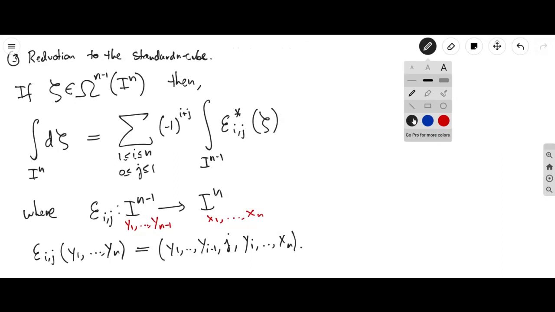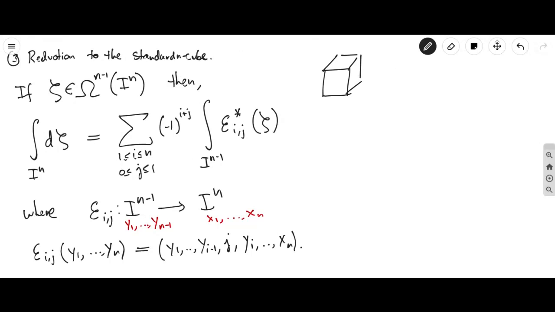So basically, in some sense, you're proving it in the easiest possible case, where you just have a standard plane cube that's not curved or anything, and then you're showing that if you integrate over the cube, that's the same thing as just integrating over the sides of the cube with the proper orientations and then summing them up. That's basically what you're saying, right? That's why I call this reduction to the standard cube.